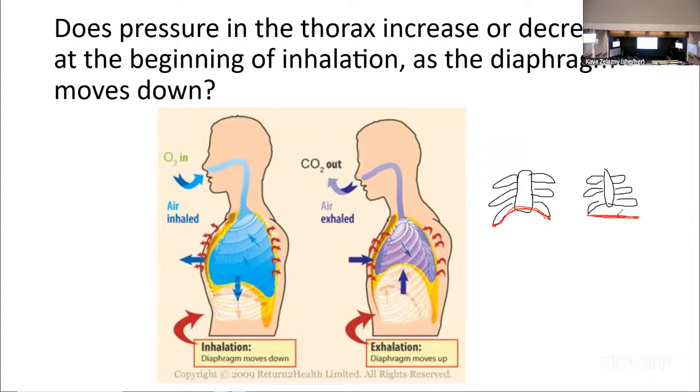So I want you to think about the thorax. And so the thorax is going to be here. And your abdomen is below your rib cage, right? So your abdomen is down here. So when we inhale and we go from picture 1 to picture 2, at that initial point when we first contract the diaphragm, do you think that we increased or decreased the pressure in the thorax here in this top half? That's the picture. Think for a second, and then I'm going to poll you.